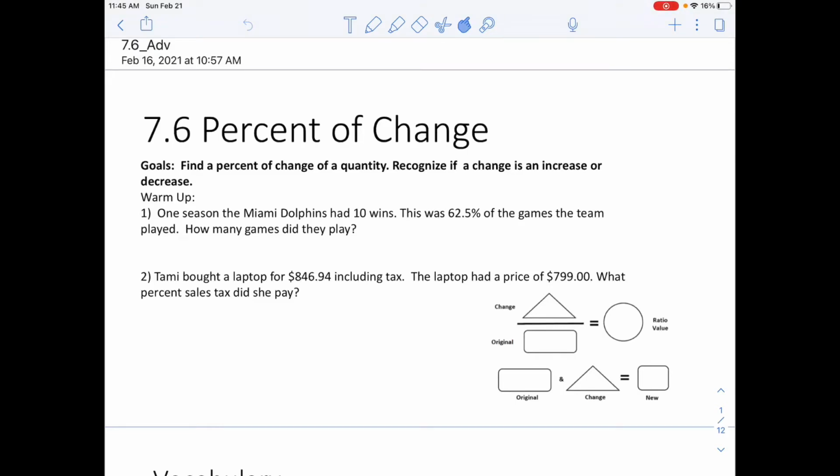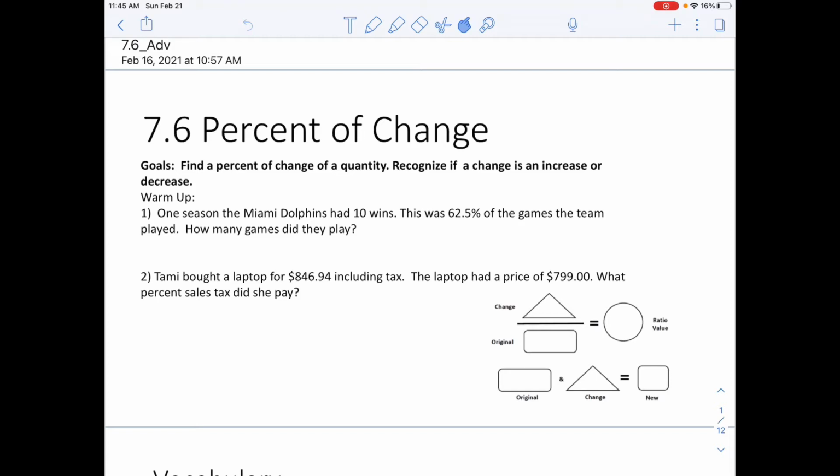Lesson 7.6 is on percent of change. So our goals are to find the percent of change and then to recognize if it's an increase or a decrease. Number one, I guess, is just a couple of warm-up problems. Pause it, write them down, try them, and then we'll do them together.